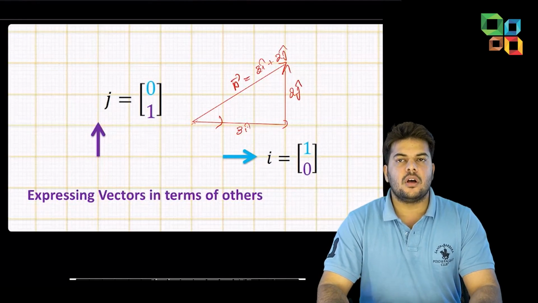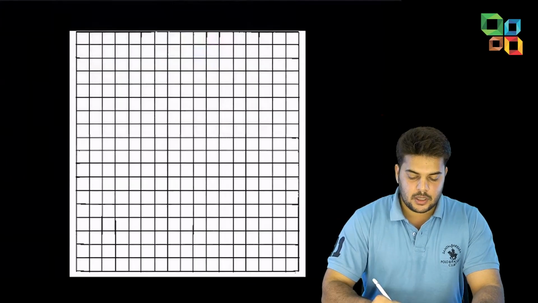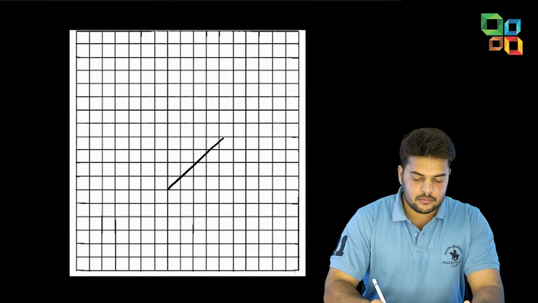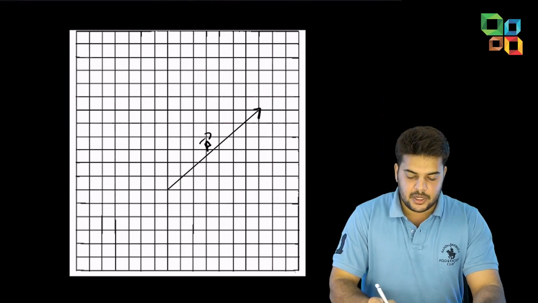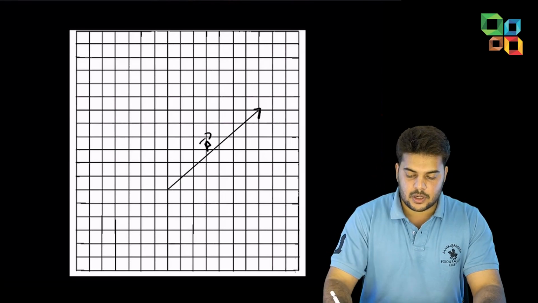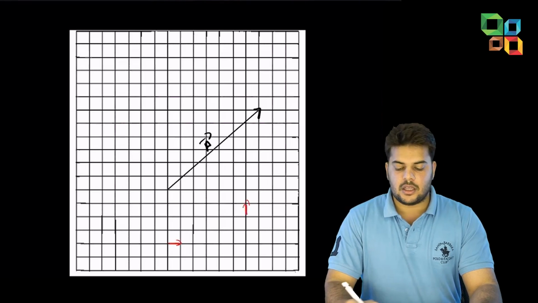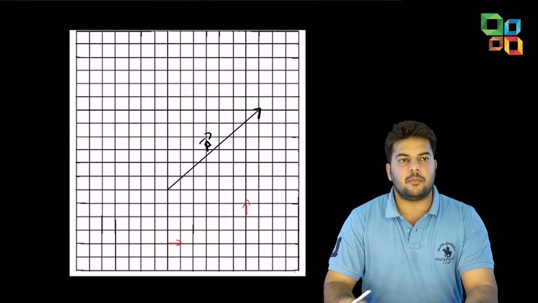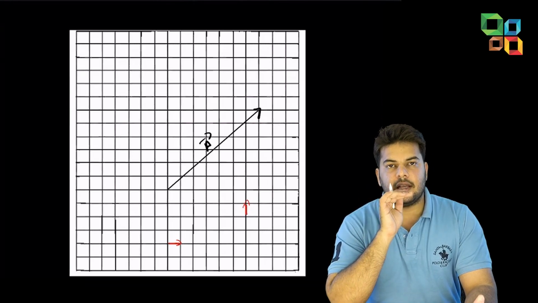So if I give you, let's just take an example over here. Can you express this vector in terms of I and J? Let me tell you what is I and J. This is I and this is J. Can you write in terms of I and J that particular vector? I don't even know, I've not planned it.